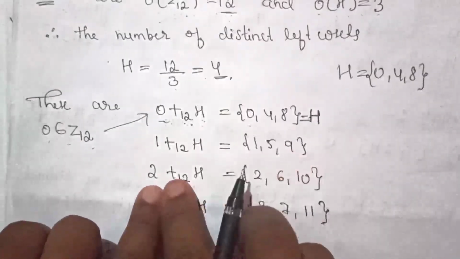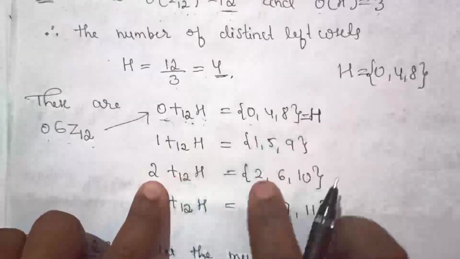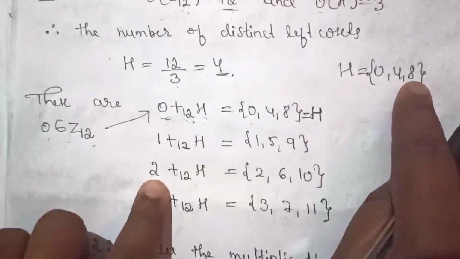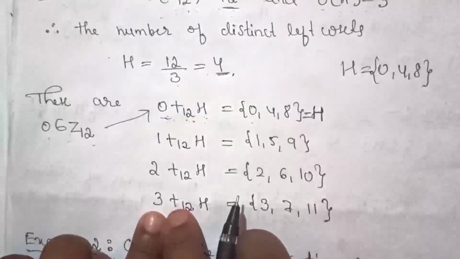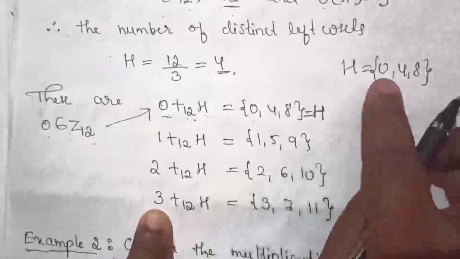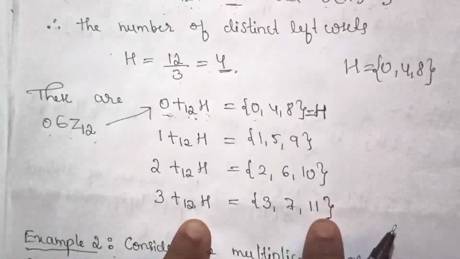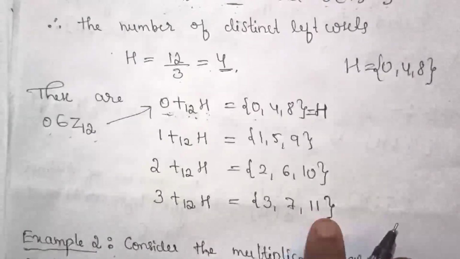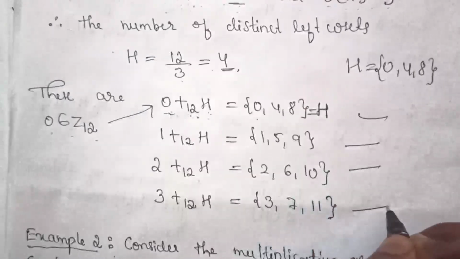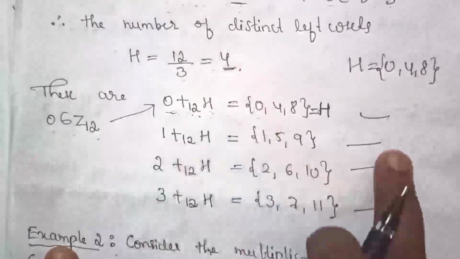Next 2 plus 0 equals 2, 2 plus 4 equals 6, and 2 plus 8 equals 10. Okay, next go for 3 plus 0 equals 3, 3 plus 4 equals 7, 3 plus 8 equals 11. Okay, we get directly these elements. So because we got all the 4 cosets, because here the number of distinct cosets is 4 only, therefore we have to write this much only.